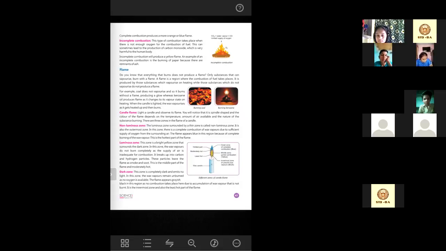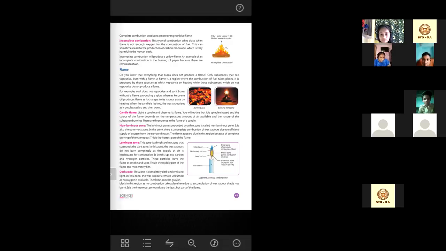So in this particular zone, we cannot see complete combustion. It breaks up the carbon and hydrogen particles. These particles leave the flame as smoke and soot. This is the middle part of the flame and moderately hot. Have you ever seen that if the flame is not burning properly, black smoke sometimes comes out, even in oil lamps? You must have seen black smoke coming out.